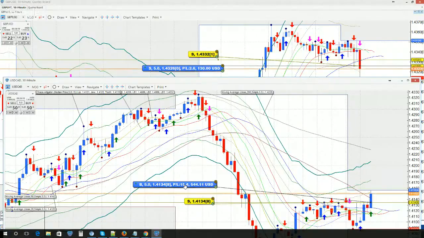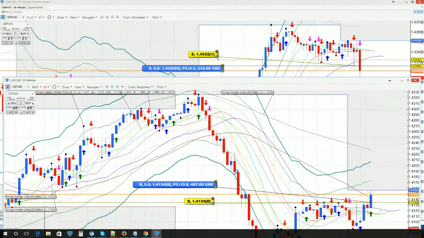So it should be a breakout on both of them. My stop on the dollar CAD is at break even. Dollar CAD? Yeah. You short? Short dollar CAD? No, long dollar CAD. I bought at 41.34. And I can show you why I did it. Hold on. I will move this chart over here.